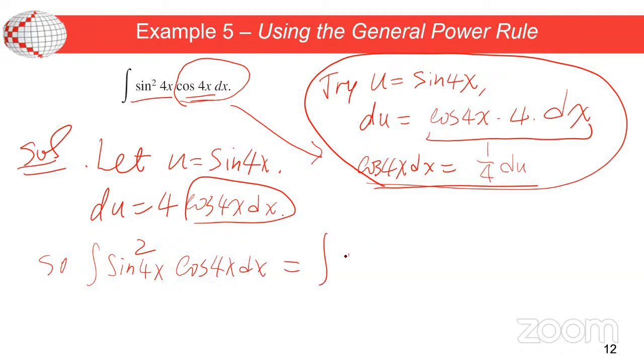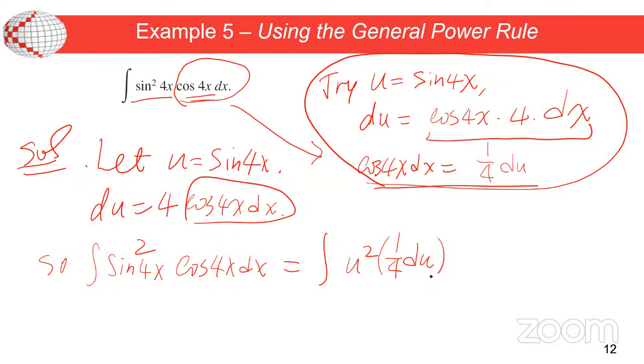This will be the integral of a sine of u. Oh, actually, it's simpler than that. There's no more sine, just u squared, right? And then 1/4 du. So you can see it is converted to a power function.